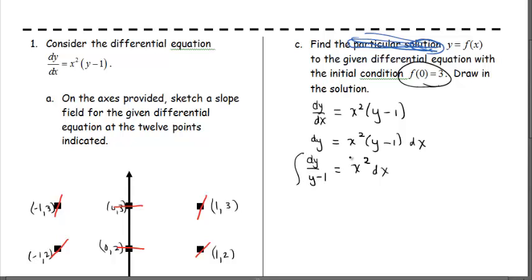We're going to bring in the integral symbol. This requires a u-substitution. You can bring this out of the denominator as y minus 1 to the negative 1, or you can leave it in the denominator. Notice that it's going to go back to a natural log. I don't have to bring anything. This just becomes du over u.